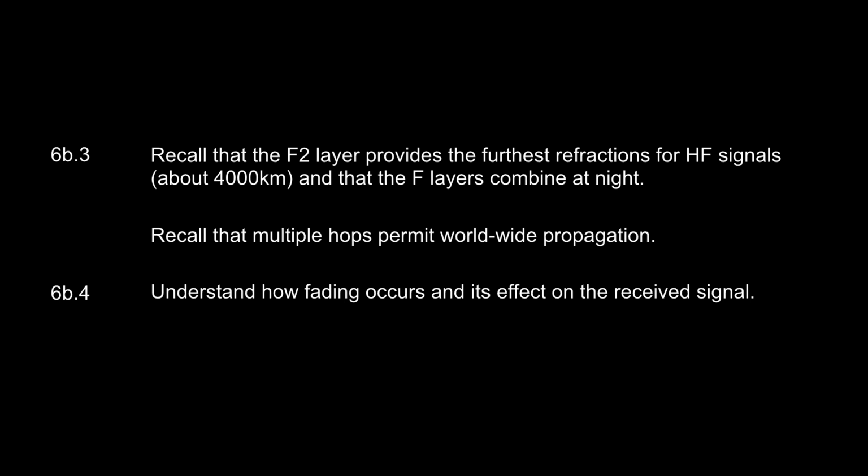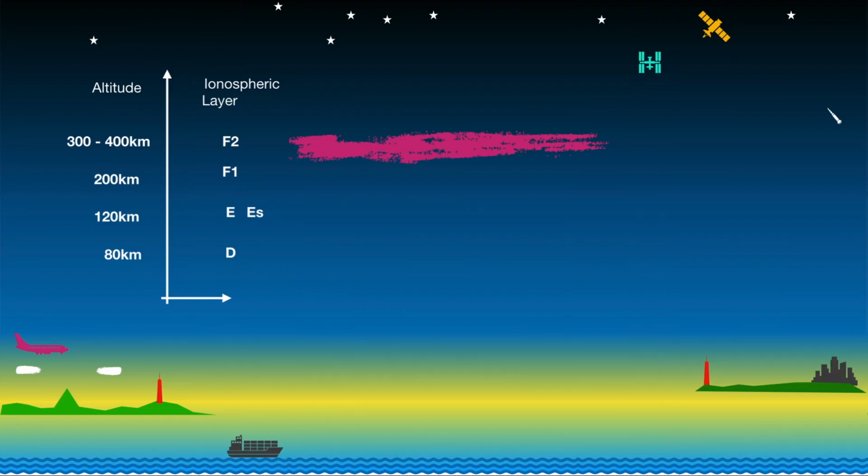And associated with that, 6b3, recall that multiple hops permit worldwide propagation. And we also need to understand how fading occurs and its effect on the received signal. Well, one of the points that is in the syllabus is that at night the F1 and the F2 layers merge and become indistinguishable. And I've shown that in the graphics with a slightly thicker layer of ionization there at F1 and F2. So you could say that really it extends then from 200 to 400 kilometers.